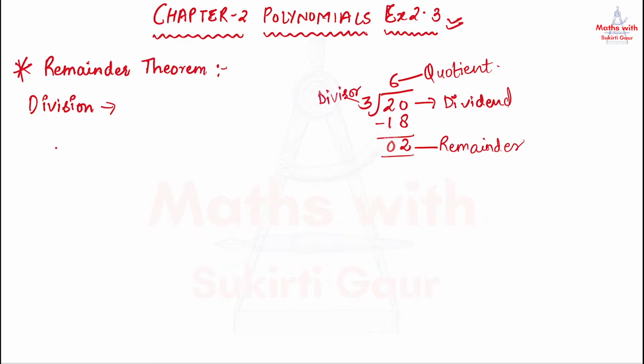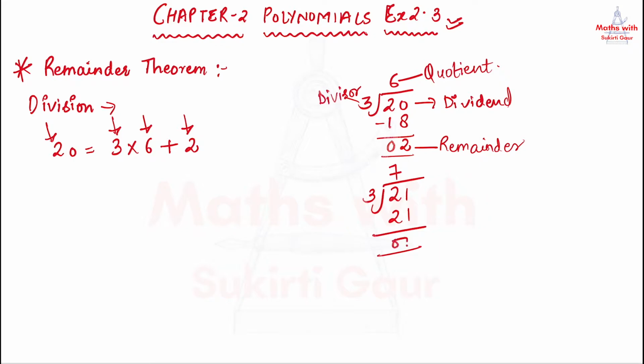Now can I write 20 as 3 times 6 plus 2? Yes, this is our divisor, this is our quotient, and this is our remainder, and this was the dividend. Alright, now if I take 21 instead of 20 and divide it by 3, this time 3 times 7 will give us 21 and we will be left with 0 remainder.